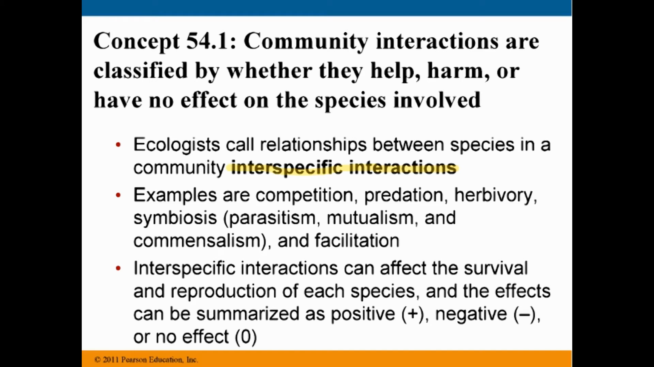We're going to look at competition, predation, herbivory, different types of symbiosis, so parasitism versus mutualism, commensalism, and another one that's called facilitation. As we look at these interspecific interactions, we're going to look at each species and define whether or not the interaction is positive, negative, or no effect, and we're going to give a no effect a 0, a positive a plus, and a negative interaction a minus.